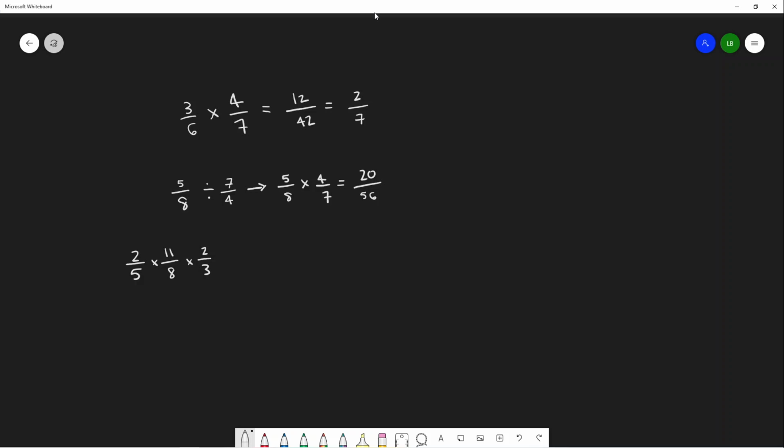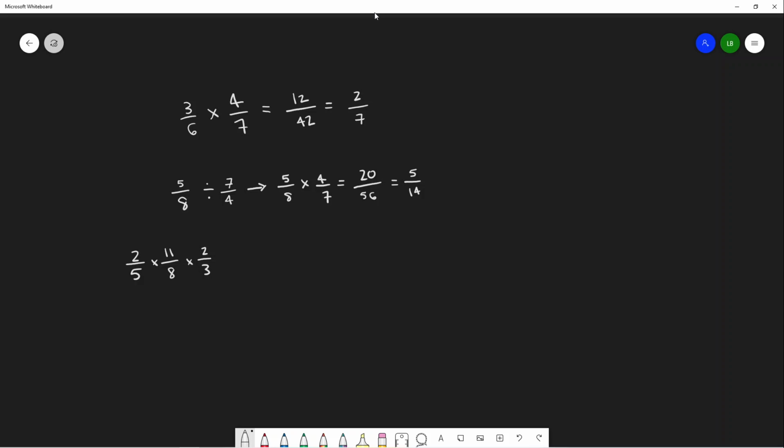Again, we want to simplify. We can divide by the highest common factor between both of them, which is 4 in this case. So we'll divide 20 by 4, and we get 5 for the numerator. And 56 divided by 4 is 14. So that's the simplified fraction for the second example.